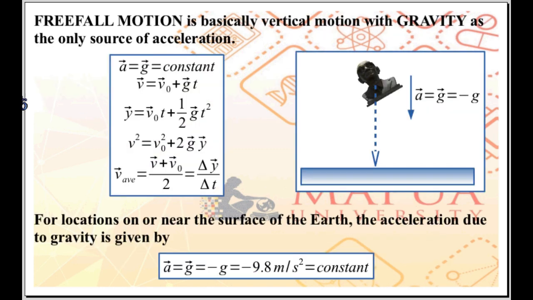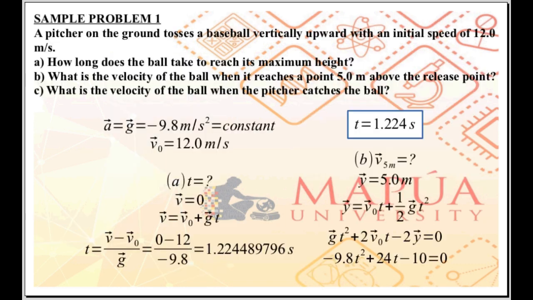Going back to our list of equations for uniform acceleration, if we look at the second equation on the list, y is equal to v naught t plus 1/2 gt squared, transferring y to the other side and multiplying the whole equation by 2, we get gt squared plus 2v naught t minus 2y is equal to 0. Plugging in the known values, we get negative 9.8t squared plus 24t minus 10 is equal to 0. We have a quadratic equation. If we use the quadratic formula to solve it, we get two answers.